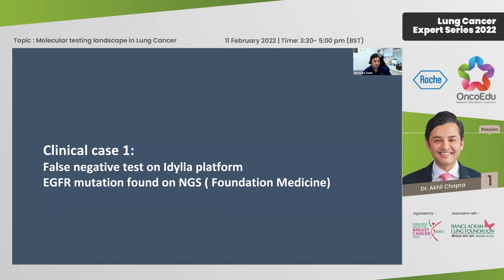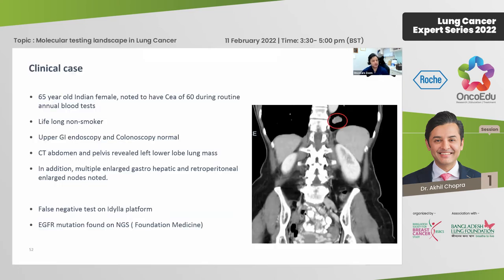Okay, so that's a lot of talk. I thought now I'll show you some real cases of mine, how comprehensive genomic profiling helped in my patients' management. My first case is a 65-year-old Indian lady who lives in Singapore, and she was noted to have a high CEA of 60 during a routine annual blood screen. She's a lifelong non-smoker. Based on the CEA elevation, she was referred to see a gastroenterologist and underwent an upper and lower endoscopy, which was actually normal.